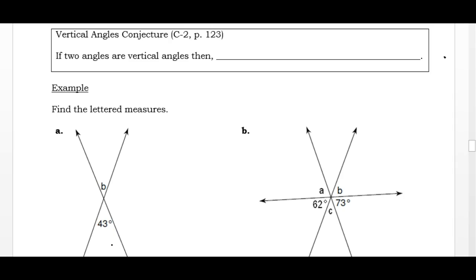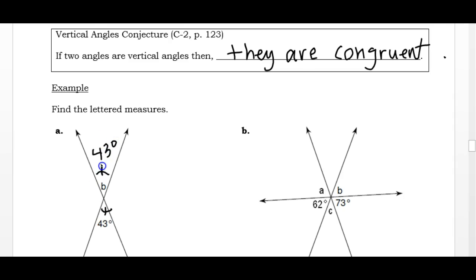But if two angles are vertical, then they are congruent. So we use that word congruent a lot. Hopefully you remember what it means. It means exactly the same. So angle down here and angle up here, they are congruent. They are the exact same size. So B is 43. It doesn't get much easier than that.